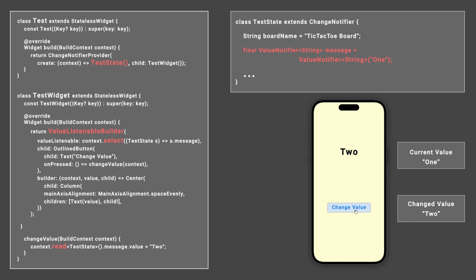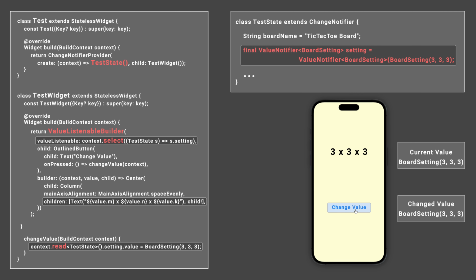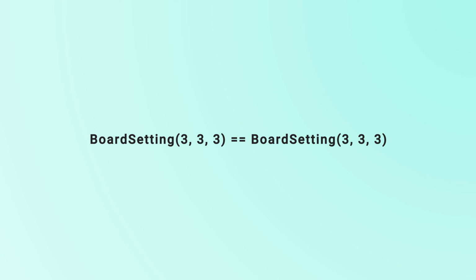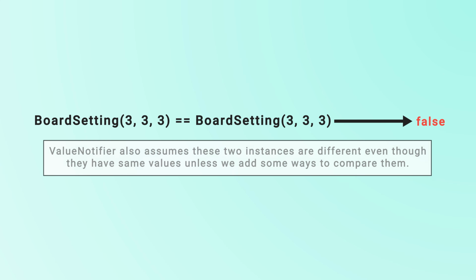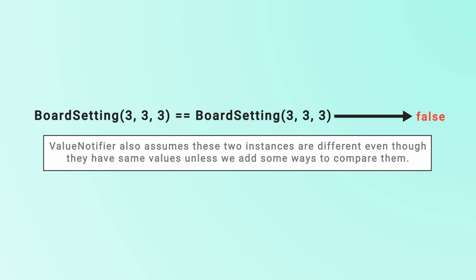Consider another example with the object board setting. In this setup, the notification is sent out even if there is no change in them. If we compare two objects of board setting, then it will print that they are not equal to each other because they will point to a different memory location. Hence, the value notifier also detects change every time even though there is no change.